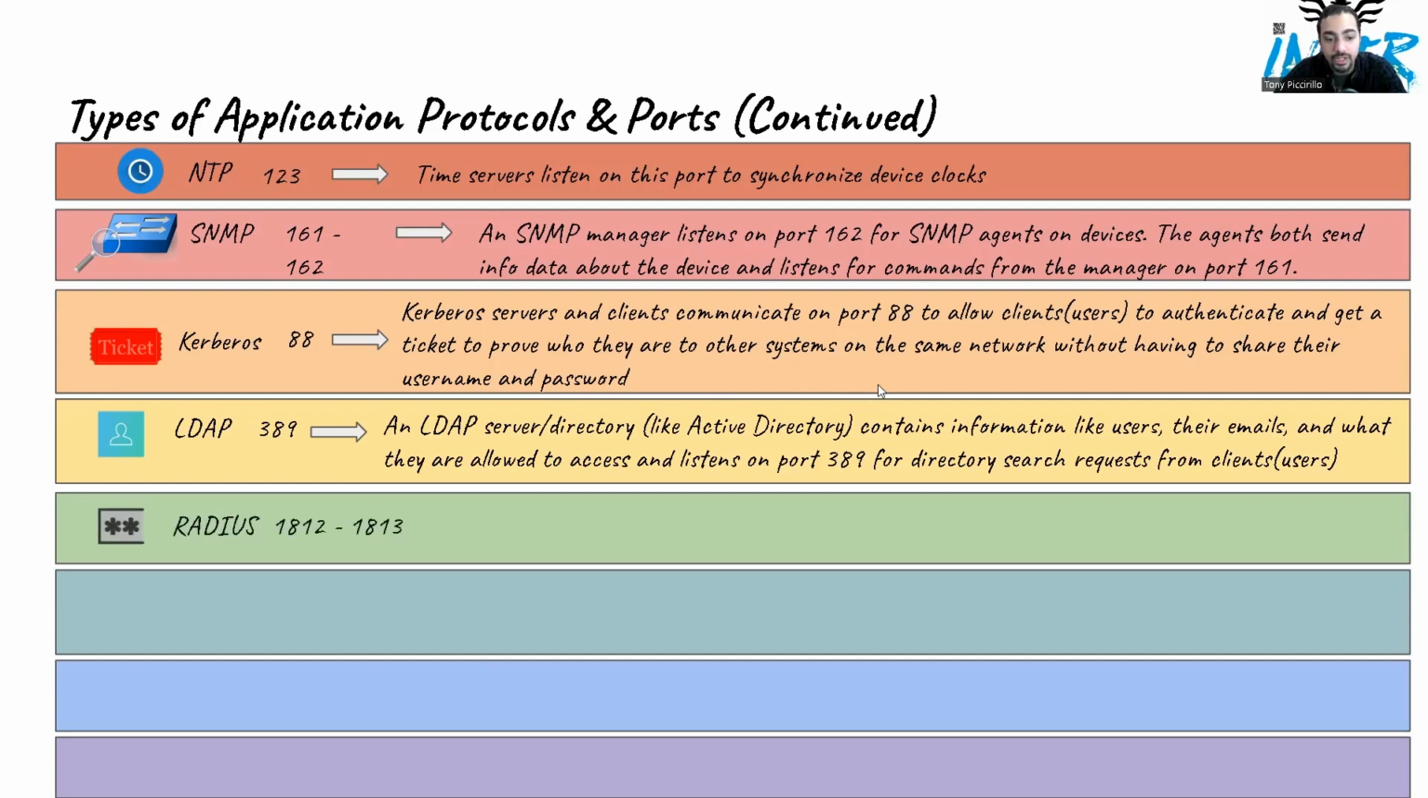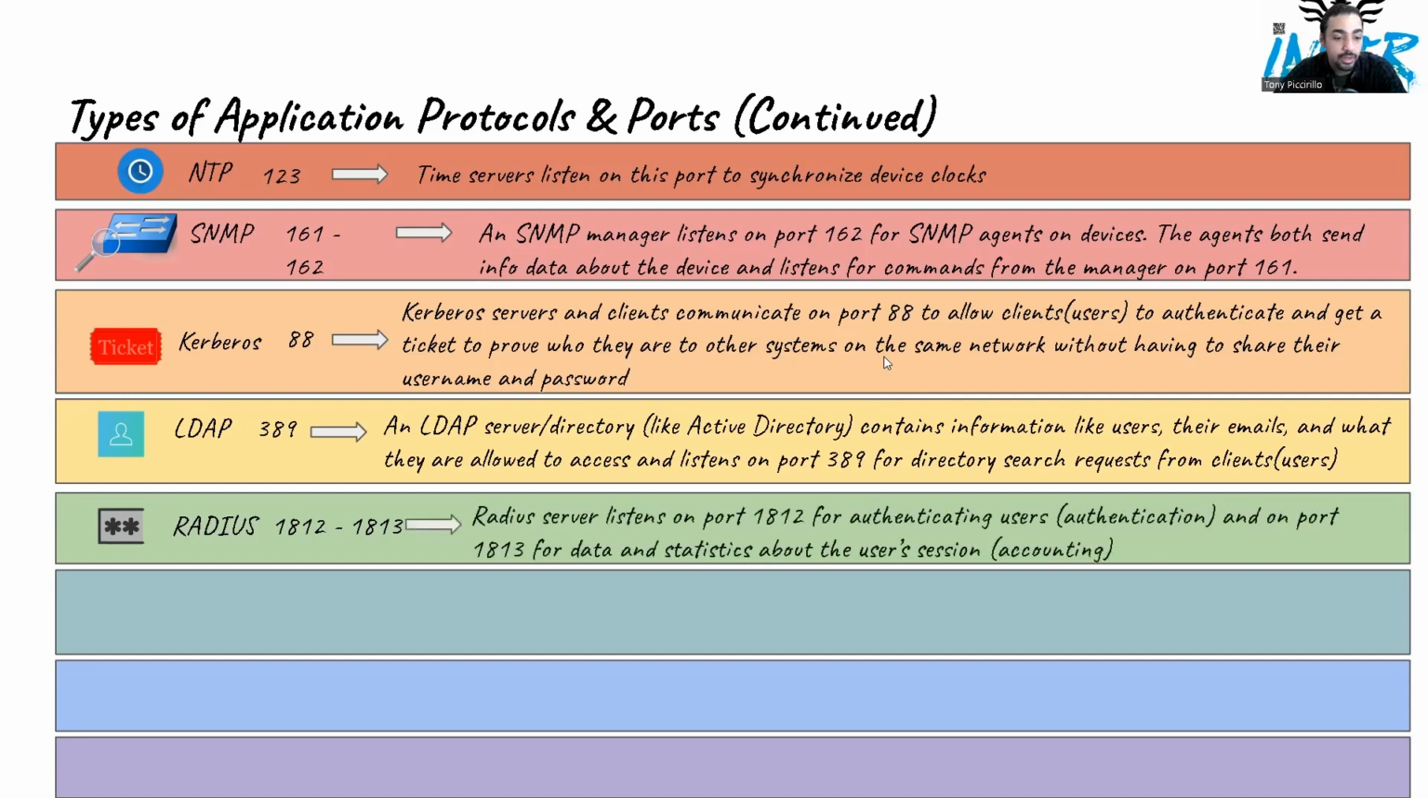Radius, or Remote Authentication Dial-In User Service, is a protocol that's used to authenticate users and devices on a network. The Radius server listens on port 1812 for requests from authenticating users or devices. And the Radius server uses port 1813 to send data back, granting access to the user or device. So Radius servers can also use port 1813 to send data and statistics about the user's session to an accounting server to track the employee's data usage.